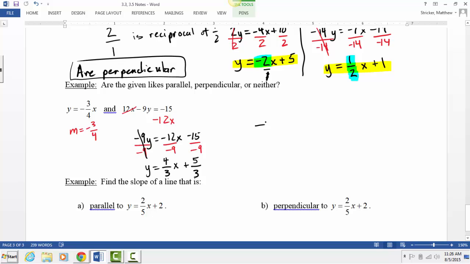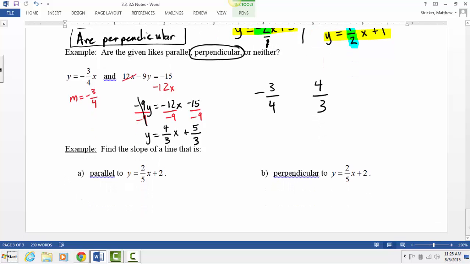Look at the slopes. We have negative 3/4. In the second one we have 4/3. Are the signs opposite? Negative, positive, yes. Are they reciprocals? 3 over 4, 4 over 3. Yes. So the answer is that the lines are perpendicular.